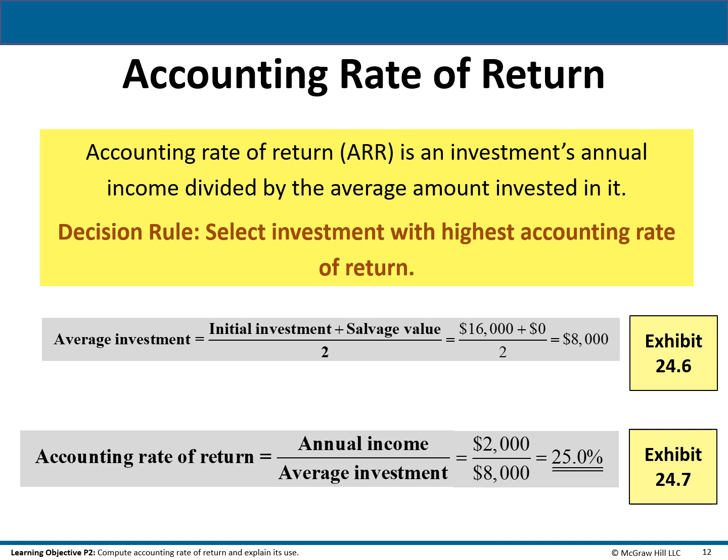Fast Track Management uses the 25% to compare it with alternative investments. Managers prefer investments with a higher accounting rate of return. Management also sometimes sets a minimum required rate of return.